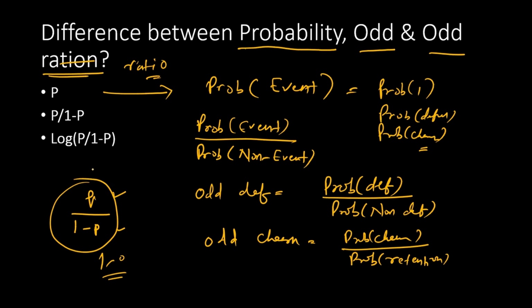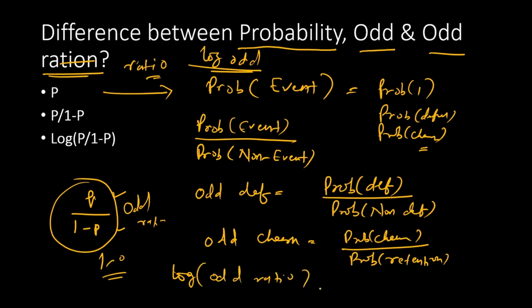And the last one is the log odds. The odd ratio is just a transformation of the odd. So what is log odds then? The log odds is nothing but the logarithm of the odd ratio.